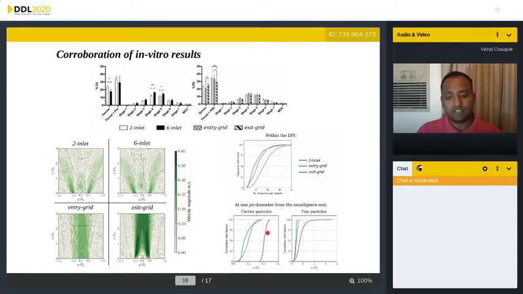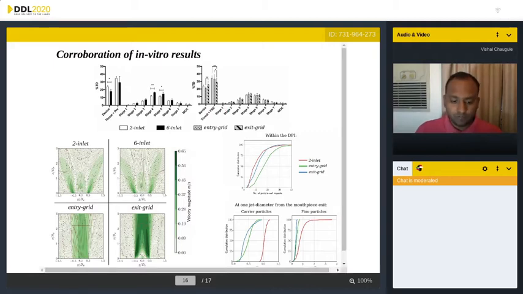Now, if you look at one jet diameter outside of the mouthpiece exit, we see that there is a large radial spread for both the carrier and the fine particles for the no grid case, which is the red line here. But when we use a grid, we no longer see that happening because of the focusing effect of the jet and the grid. So this gives us a holistic view of what's happening with the fluid and particle dynamics, both inside and outside the device, and how we connect it to the in vitro results.